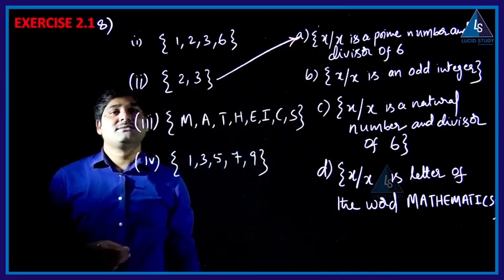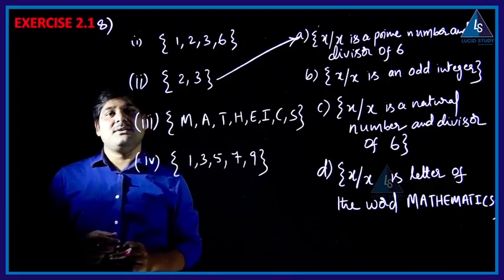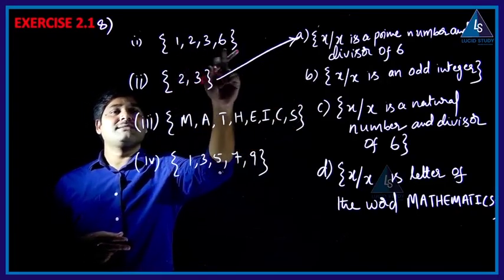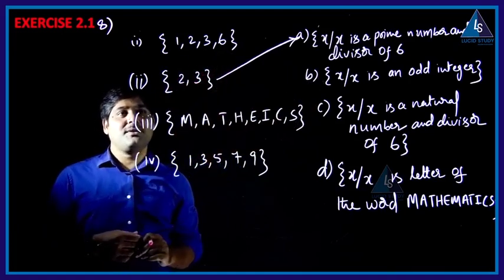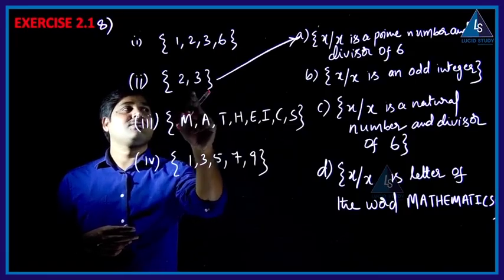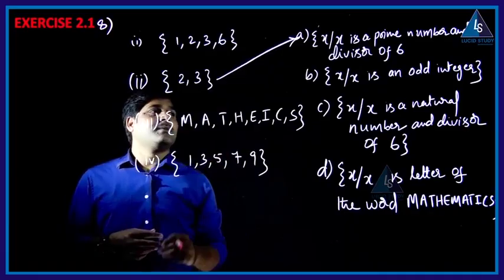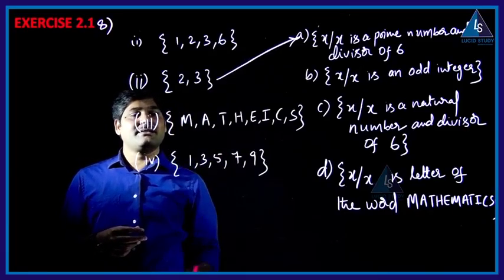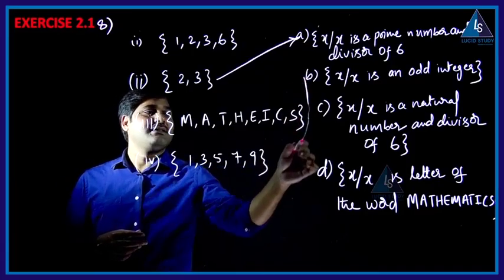So these two will match. Why? Because he is telling divisors of 6 which are prime numbers. These also divide 6, but here 1 and 6 are there. 6 is not a prime number and 1 is also not a prime number. So 2, 3 are the prime numbers which divide 6. So these two will match. Now the second one, x such that x is an odd integer. So odd integers, if you see, 1, 3, 5, 7, 9. So we will match these two.